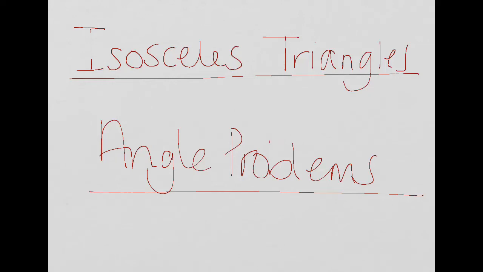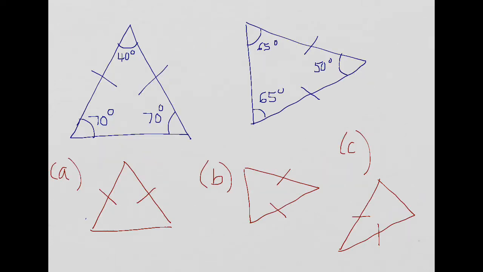Today's lesson is about isosceles triangles and answering angle problems involving these. So let's just remember about isosceles triangles. Looking at these diagrams in blue here, you'll see these are isosceles triangles because two angles are the same and one's different. And if I go over to this one, two angles are the same and one is different. And that's what an isosceles triangle is.